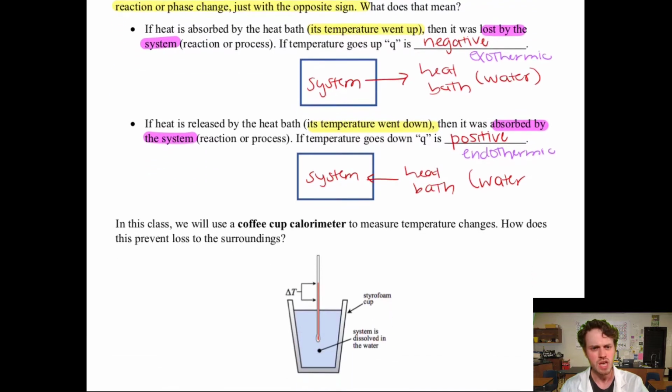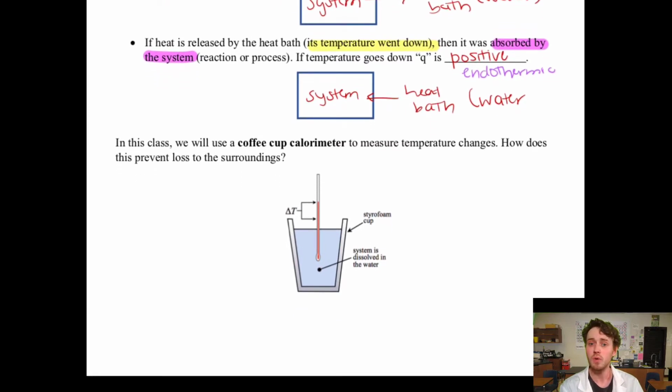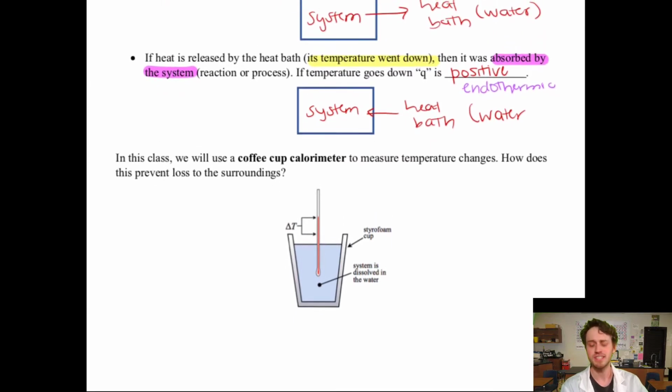In this class, obviously we're not in class right now, but we're going to use a coffee cup calorimeter. Typically what you have is a styrofoam coffee cup, and actually you're going to have two of them. So I'm going to pretend like there's another styrofoam cup here, and we're just nesting them. The purpose of that is insulation. We want all heat that's released by a reaction to go into the water bath. We don't want it to escape into the surroundings. So we want something that is a good insulator, like a styrofoam cup, and nesting them provides a little bit of extra insulation.